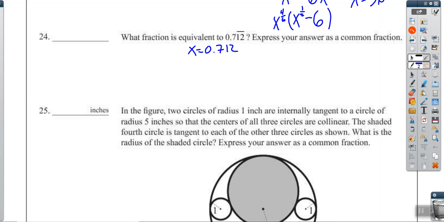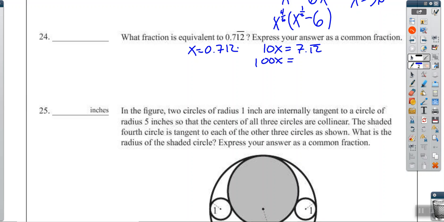Well, if that's the case, I want to set up an equation that gets me x is equal to a number, and when I get x is equal to a number, then I know what x is, right? So then I need to make it so that this repeating part is the only part after the decimal place. So if I say that 10 times x, if I multiply this decimal by 10, I'm going to get 7.12, and now the 1, 2 is repeating.